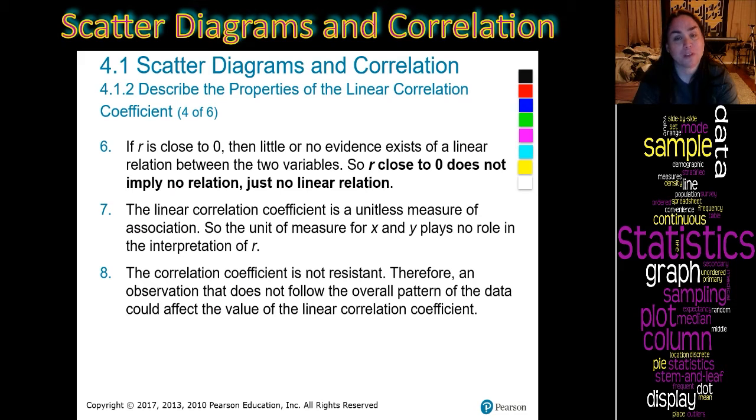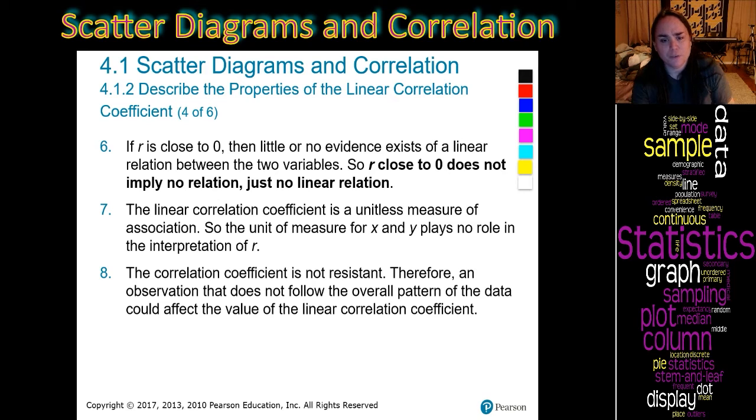If the r value is close to 0, then there is little or no evidence of a linear relation. So the r value only has to do with linear relations. If you want to show relationships that are quadratic in nature or cubic in nature, then you look for what's called an R-squared value, but that's not part of this lesson. r close to 0 doesn't imply no relation, just no linear relation.